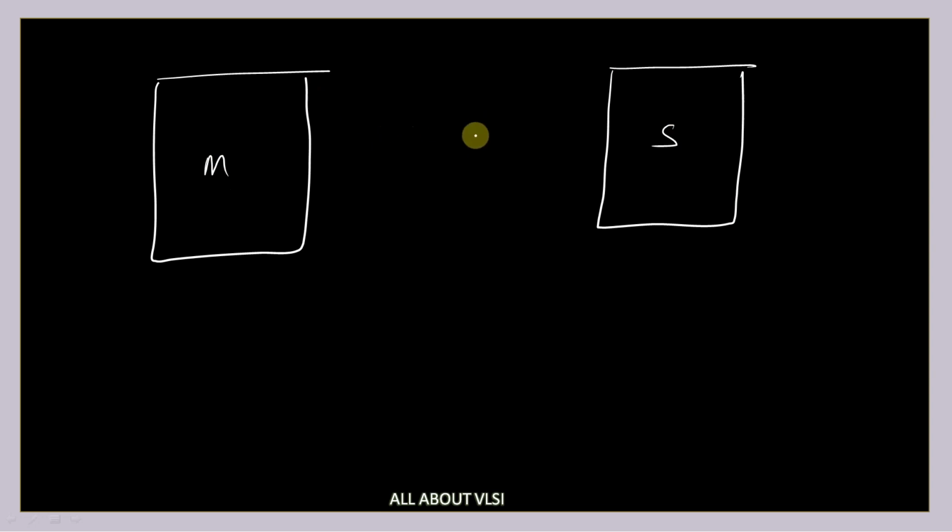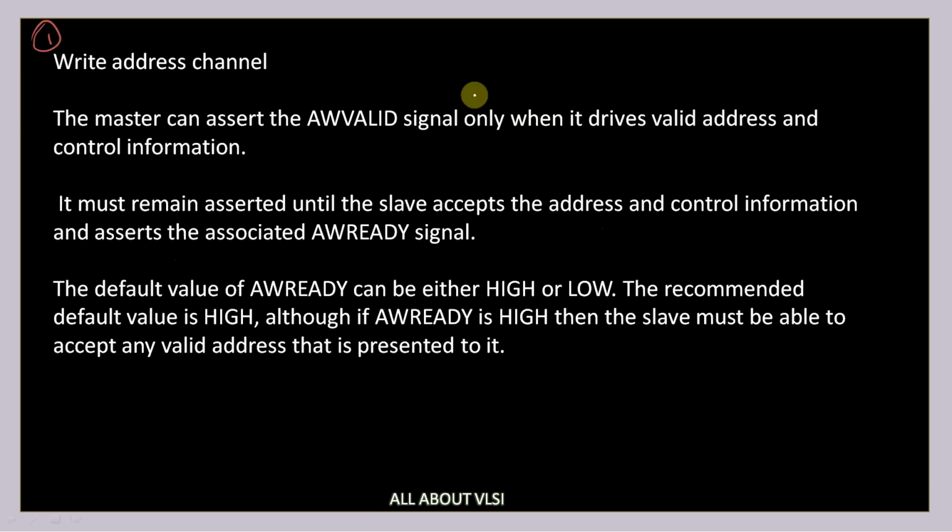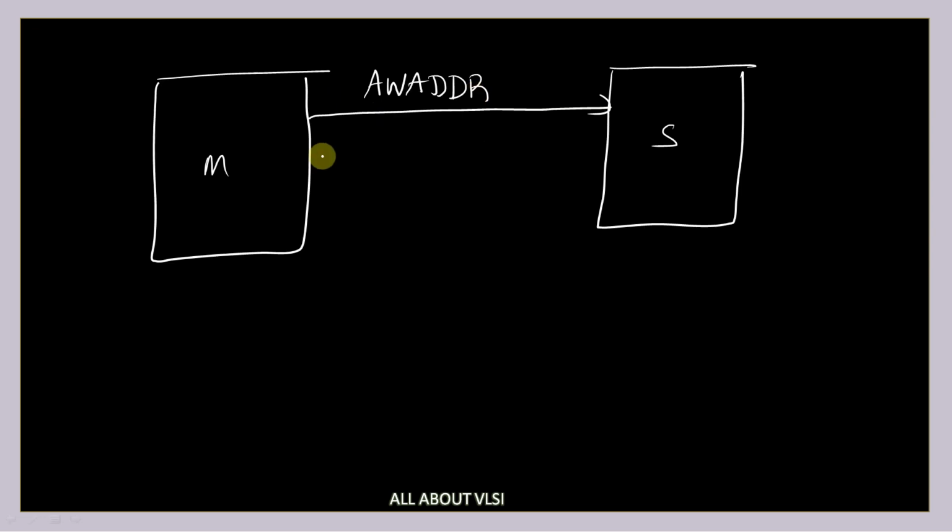Now what it is going to do, it should first of all provide address information, whether it can be a write transfer or a read transfer. First of all, the master needs to provide the address. So if it is a write transfer, the master is going to provide the AW address using the write address channel. Okay.